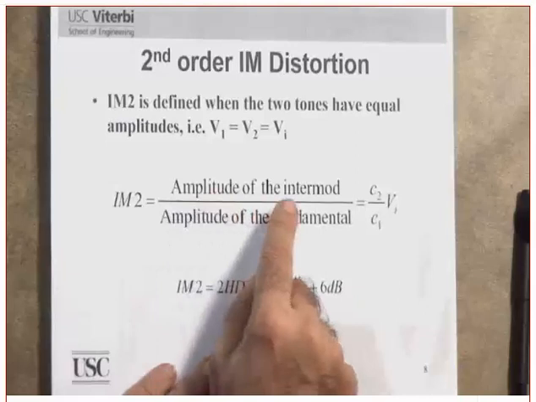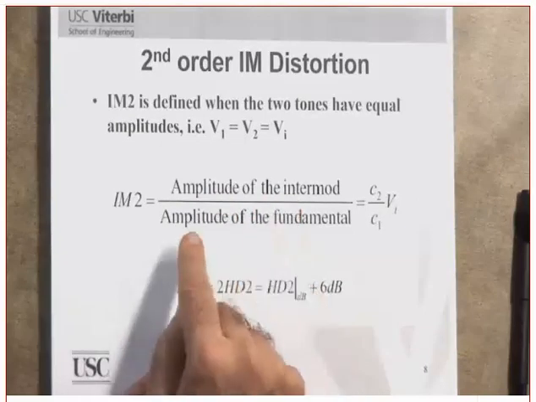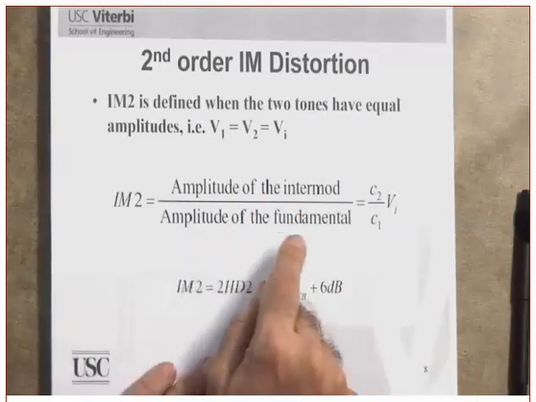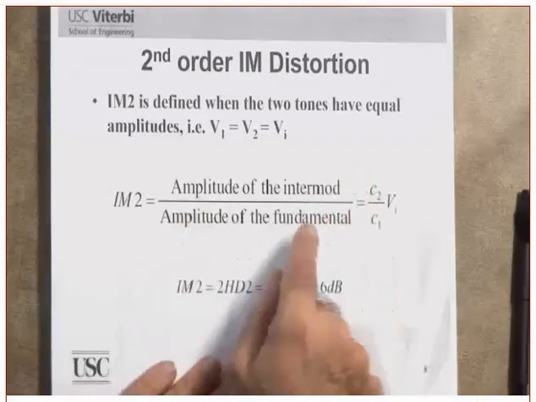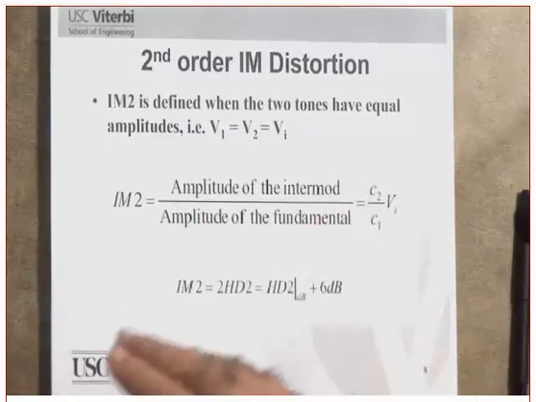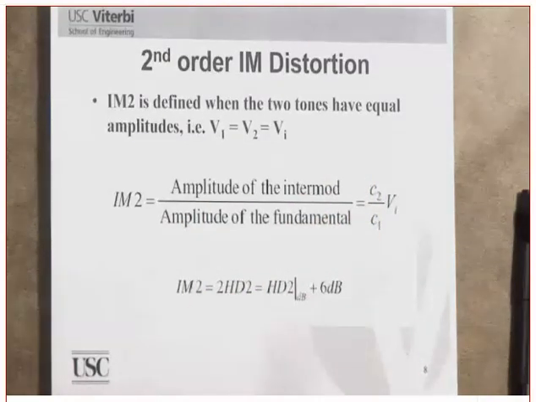Which is defined as the amplitude of the intermod divided by the amplitude of the fundamental. When I say the amplitude of the fundamental, where? Both of them are at the output. Outside of the, I'm sorry, at the output of the amplifier. Did you get it or not?